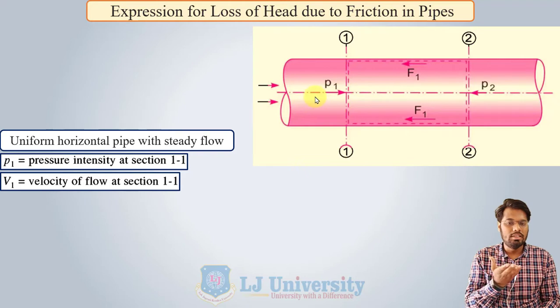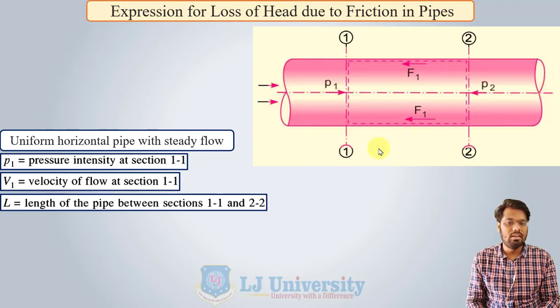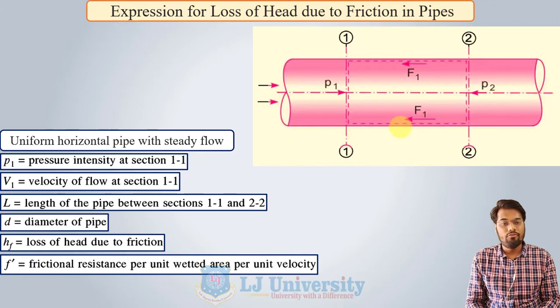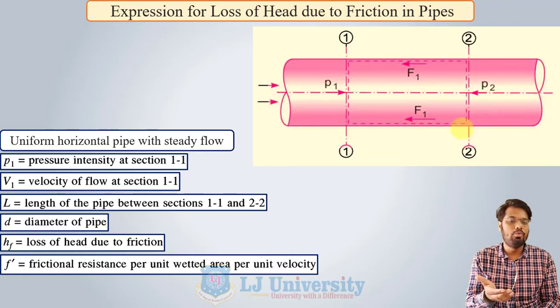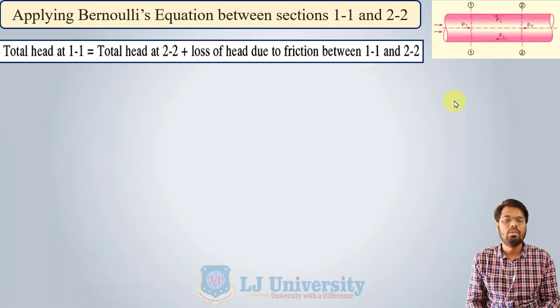V1 is the velocity of flow at section 1. Here the velocity is V1, and L is the length of the pipe between section 1 and 2. So, this is the length, capital L, the length of the pipe. D is the diameter of the pipe. HF is the loss of head due to the friction. F dash is the frictional resistance per unit wetted area per unit velocity. And P2 and V2 are similarly the pressure and velocity at section 2.